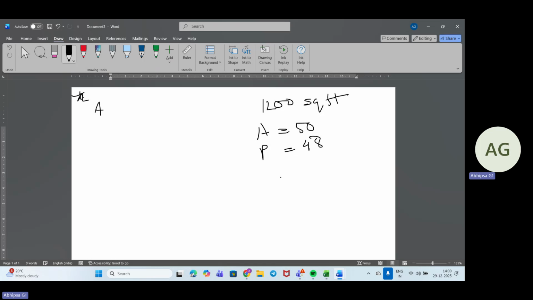Okay, so what is the error that we are getting? 50 minus 48, that is 2. There is a difference of 2 lakhs, right? That we are getting. So how can we reduce the error?